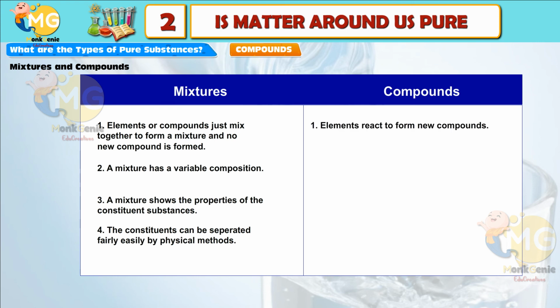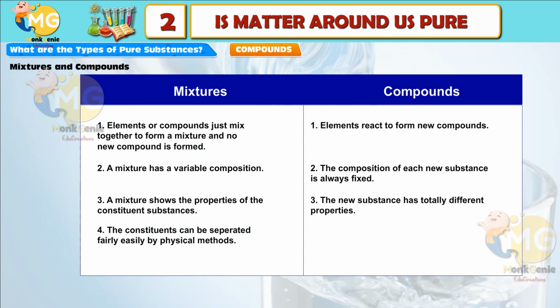Compounds. 1. Elements react to form new compounds. 2. The composition of each new substance is always fixed. 3. The new substance has totally different properties. 4. The constituents can be separated only by chemical or electrochemical reactions.